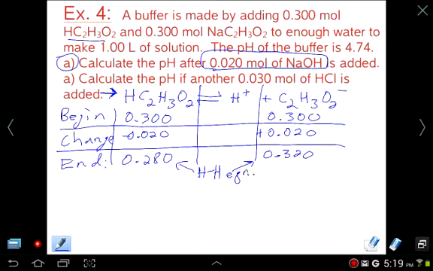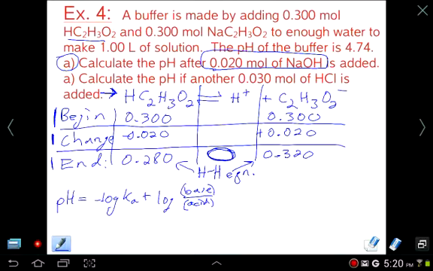So notice what we've done. This begin, change, end box is analogous to the ice box, except here we're undergoing neutralization. And what we'll have to do then is calculate this H+, and that's what the buffer equation helps us do. So the buffer equation says that the pH is equal to negative log of Ka plus log of base over acid. And the base and acid should be either molarity or moles. Let's go and plug the values in. Our negative log of Ka, we calculated our Ka earlier for acetic acid to be 1.8 times 10 to the negative fifth.